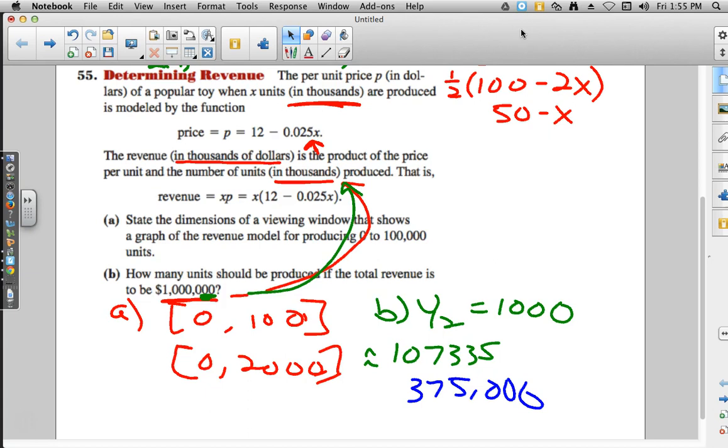How many units should be produced if the total revenue is to be $1 million? Well, either 107,335 units in good times, or I'm sorry, in bad times, and in good times we would use 375,000 units. All right, number 61.